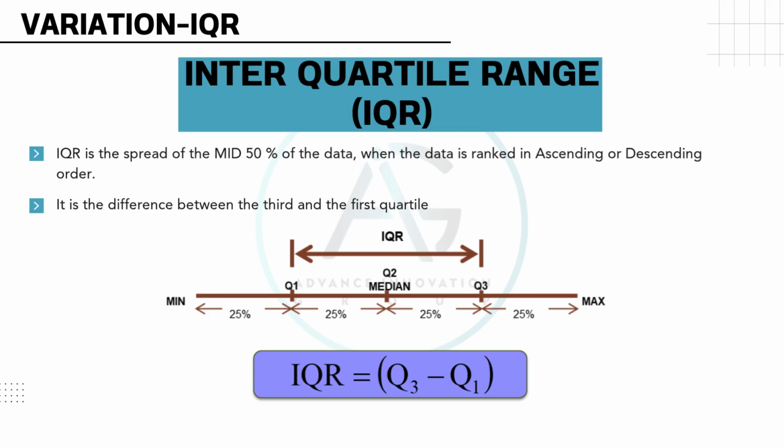Each section between the vertical lines, Q1 to Q2 and Q2 to Q3, represents 25% of the data, making the interquartile range span the middle 50%. The arrows highlight that the IQR excludes the lowest and highest 25% of the data, focusing only on the central values. This range is particularly useful for identifying data spread and detecting outliers. IQR equals Q3 minus Q1.